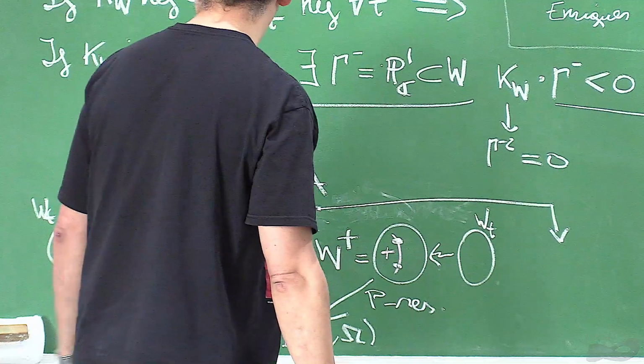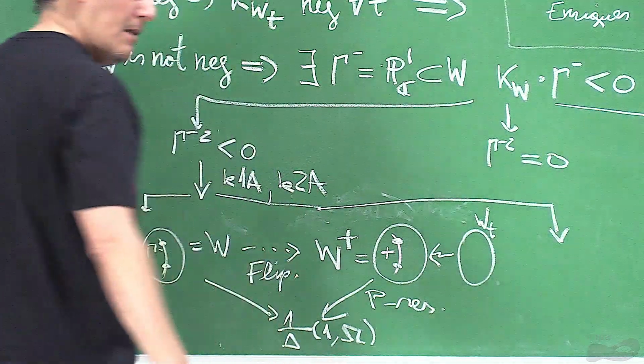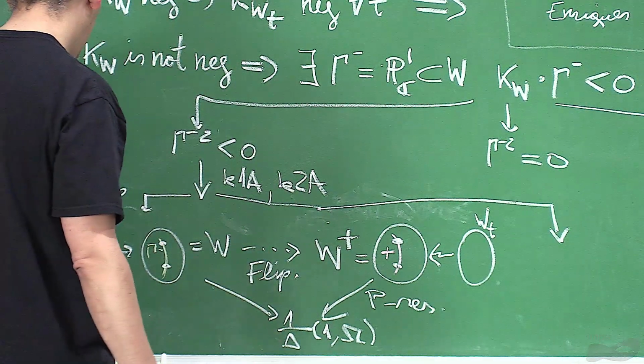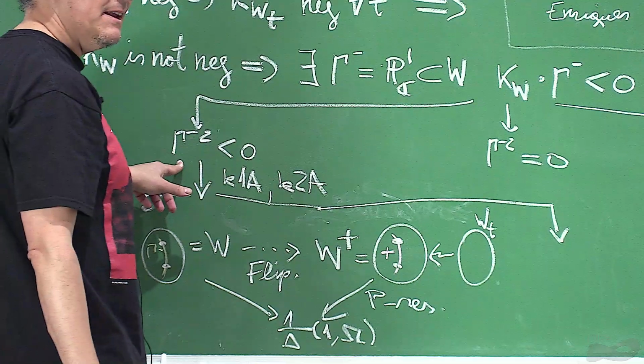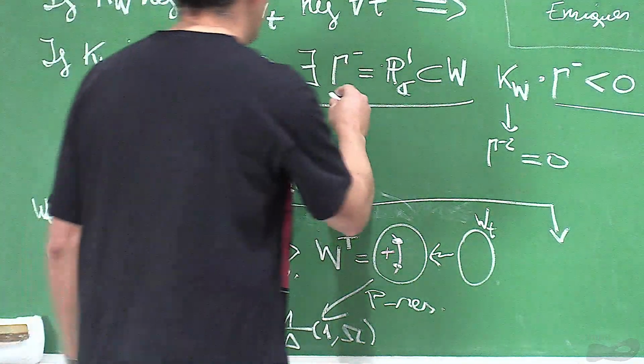So you are assuming that gamma minus is an extremal ray, right? Extremal ray, yeah, and negative. Yeah, this is an extremal ray.